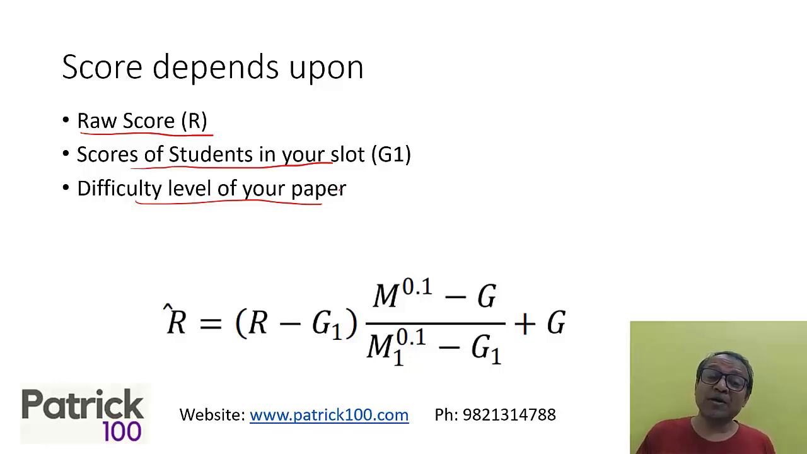So if you feel your slot paper is more difficult than the other slots, it basically means that you will get your percentiles based on your slot. So that means everyone in your slot will get a higher score, or their scores will get scaled up. If the paper is easy in your slot, the scores will get scaled down. So don't get too worried that my slot paper is more difficult or easier than the other slot. It doesn't matter so much.